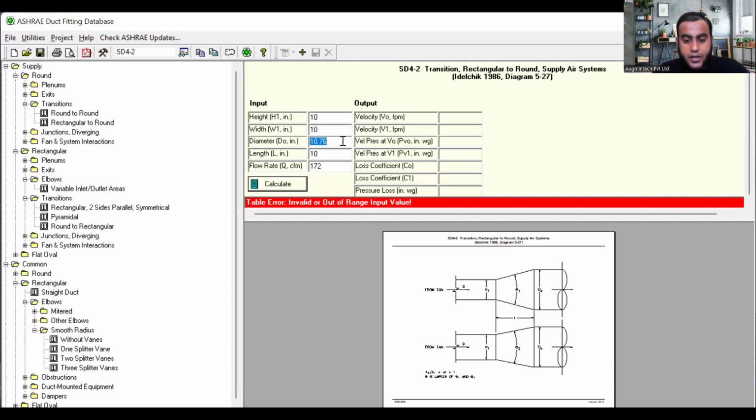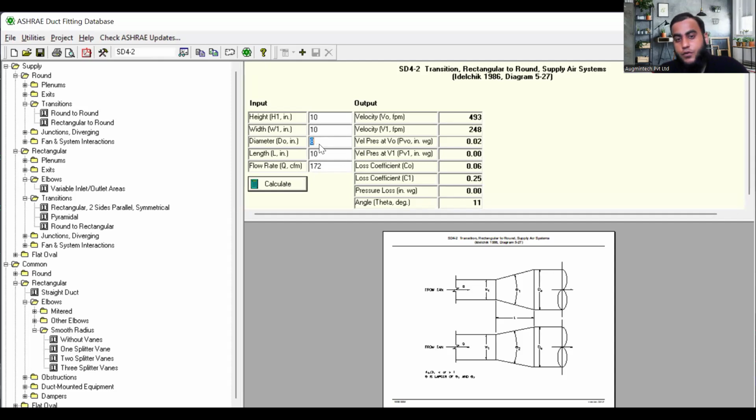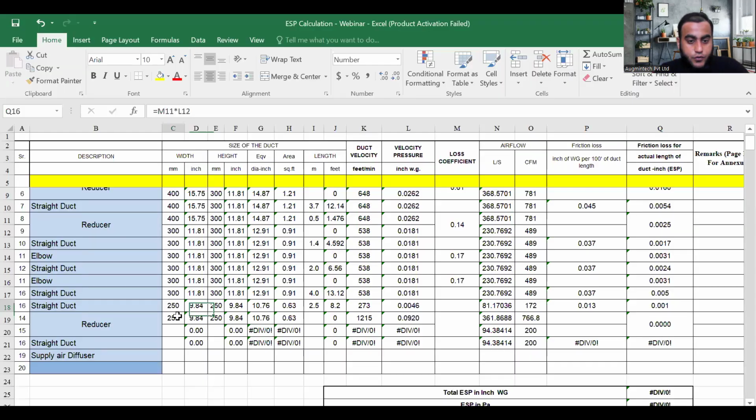I think the diameter value we have to reduce. Yeah, of course, then only. But in manual calculation, we are getting 10.76 for 250 by 250. When you see the equivalent diameter, we are getting it by using the formula only, na? See, everything is same. So as per that, we are getting. Okay, no, the length problem is not there.